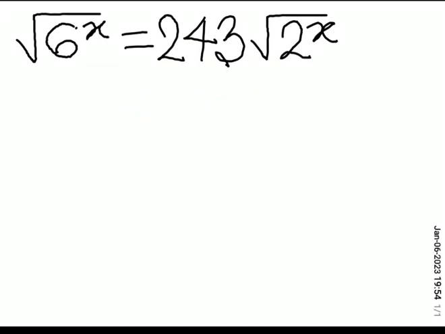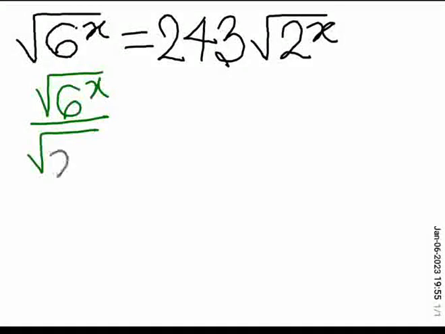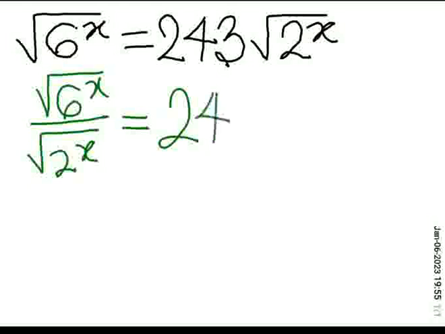I will shift that to the left hand side by dividing both sides by the square root of 2 raised to power x. So dividing both sides by the square root of 2 raised to power x will give square root of 6 raised to power x over square root of 2 raised to power x equal to 243. So this has helped to shift this to the left hand side.